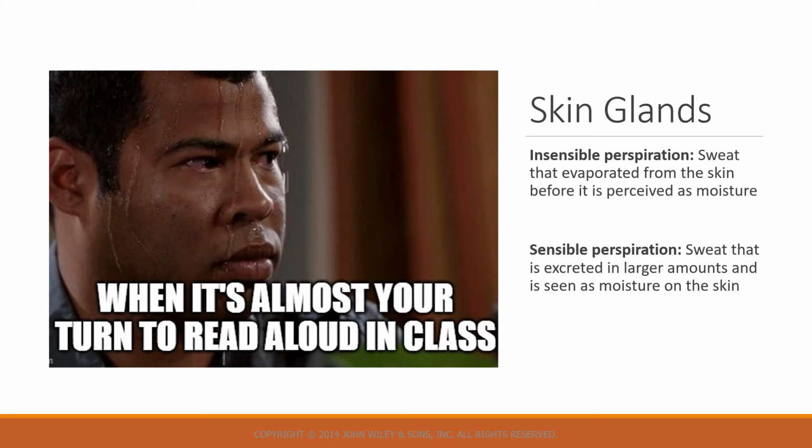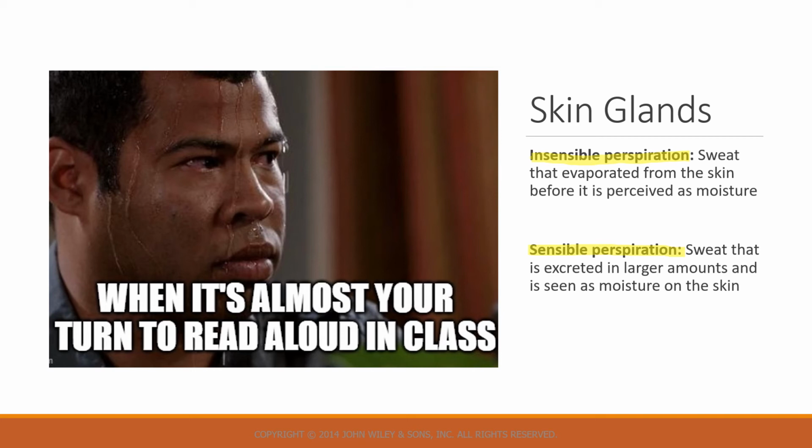Okay, so there's a couple different types of perspiration that we're going to talk about. You have insensible perspiration, and this is sweat that actually evaporates from the skin before we perceive it as sweat. And then we have sensible perspiration. This is sweat that's excreted in much larger amounts. It's seen as moisture in the skin, and we can actually detect it as sweat.